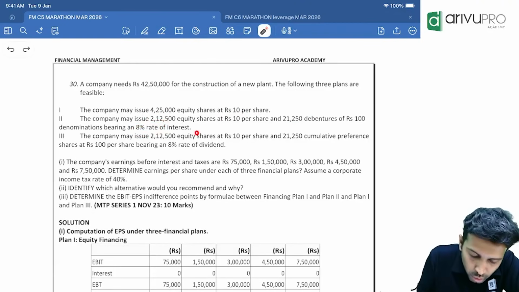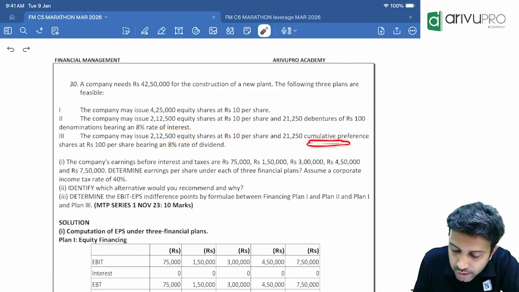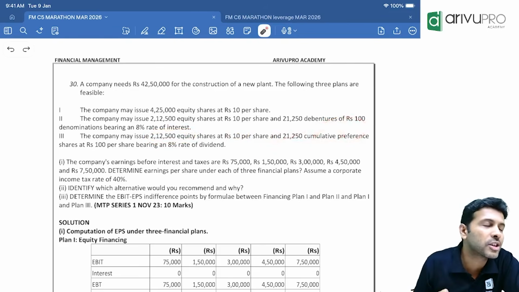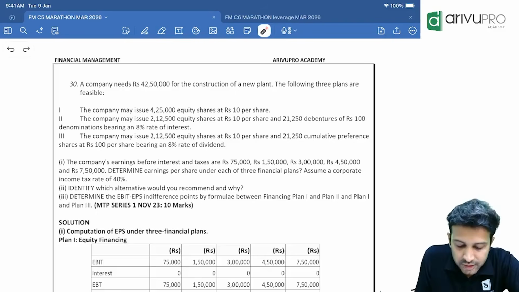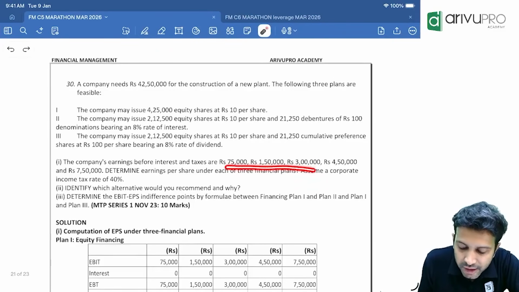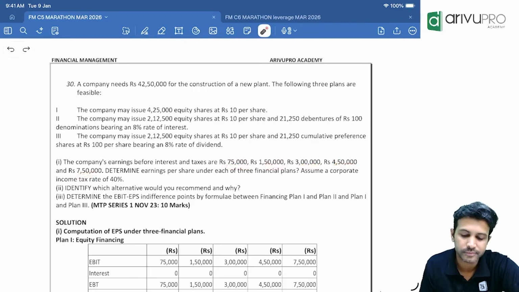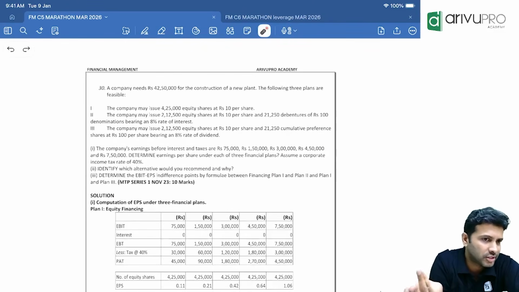Third, 2,12,500 equity shares of 10 each and 21,250, more importantly, cumulative preference shares. That's the crux. So third option is what? 50% equity, 50% preference shares. Luckily, they have only given EBIT. For how many years? 1, 2, 3, 4, 5. Okay, sir. 5 years. EBIT is changing each year. That means we can have one column or 5 columns. 5 columns. Done now. Because they have only told each year's EBIT is changing.